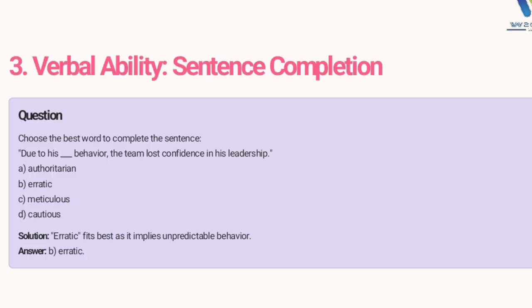The third question is from verbal ability. Verbal ability is nothing but English language skills. And this question is from sentence completion. He has given: Choose the best word to complete the sentence. There are 4 words given. You need to choose one out of these 4 to fill the blank. Due to his dash behavior, the team lost confidence in his leadership. So he has given authoritarian, erratic, meticulous, cautious. So the right answer is erratic.